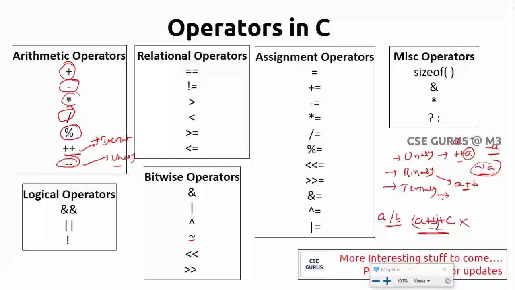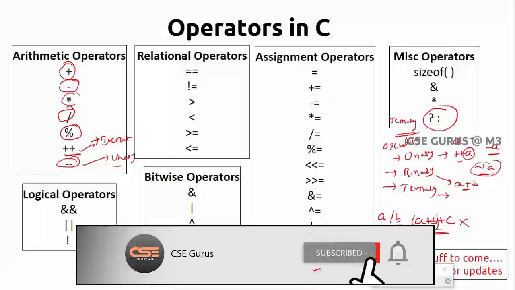For ternary, 3 operators, here we can find one operator called the conditional operator. This is the ternary operator. I'll explain this one also. So these are the operators in C, basically divided afterwards into arithmetic, relational, logical, bitwise, assignment and miscellaneous operators.